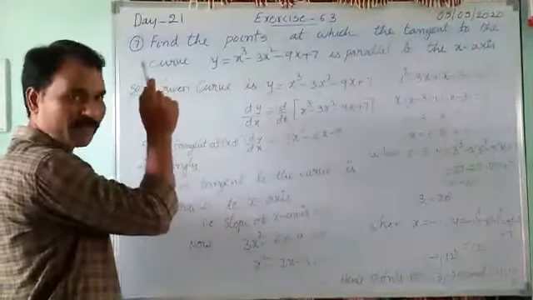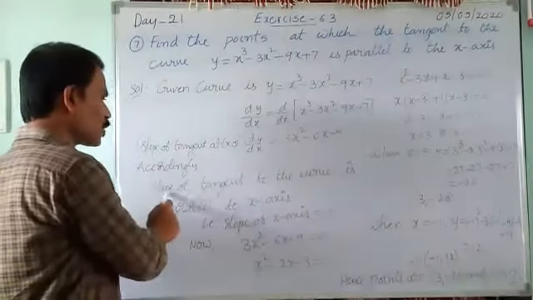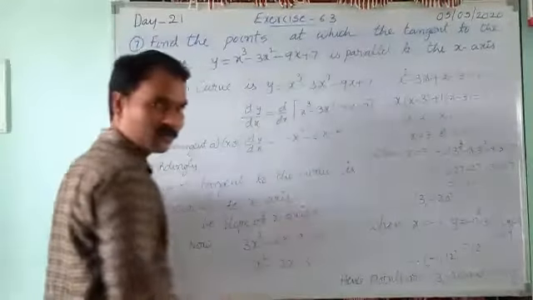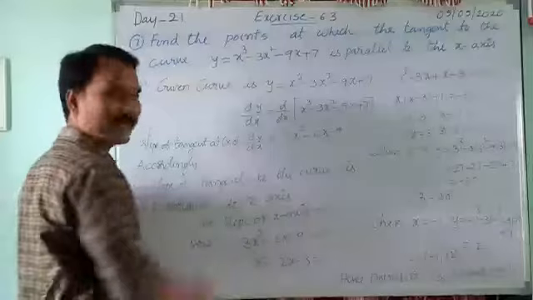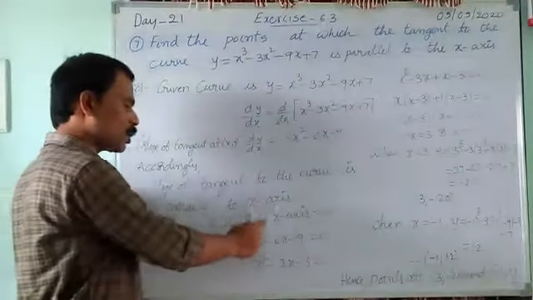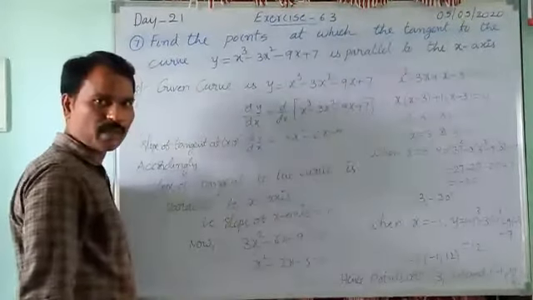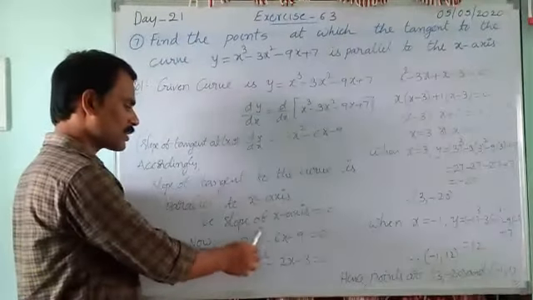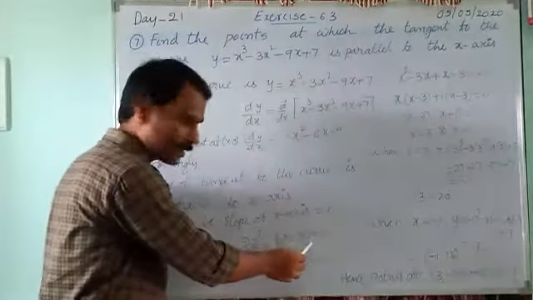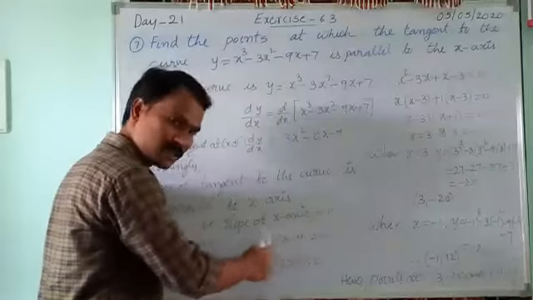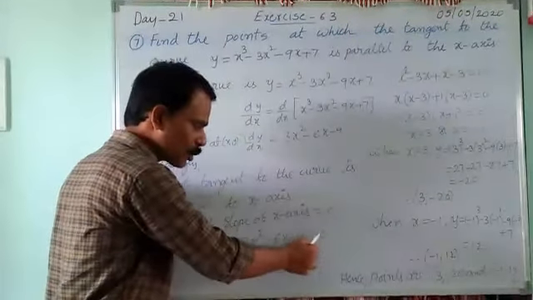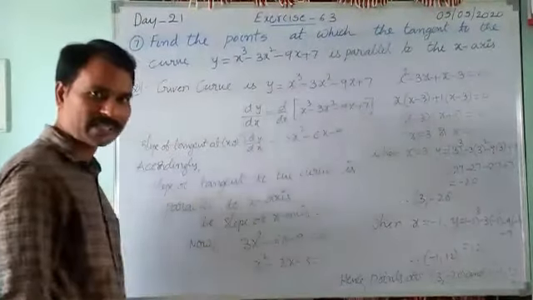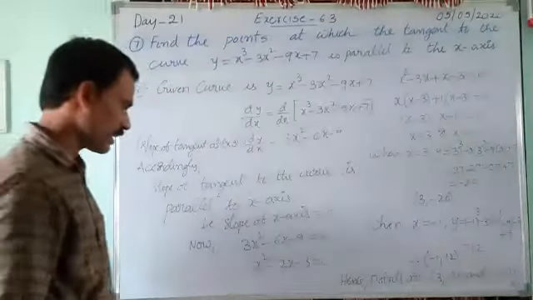Accordingly, from the given problem, the tangent to the curve is parallel to the x-axis, and the slope of x-axis is 0. Now, 3x square minus 6x minus 9 is actually the slope of tangent, and the slope of tangent is equal to the slope of x-axis.